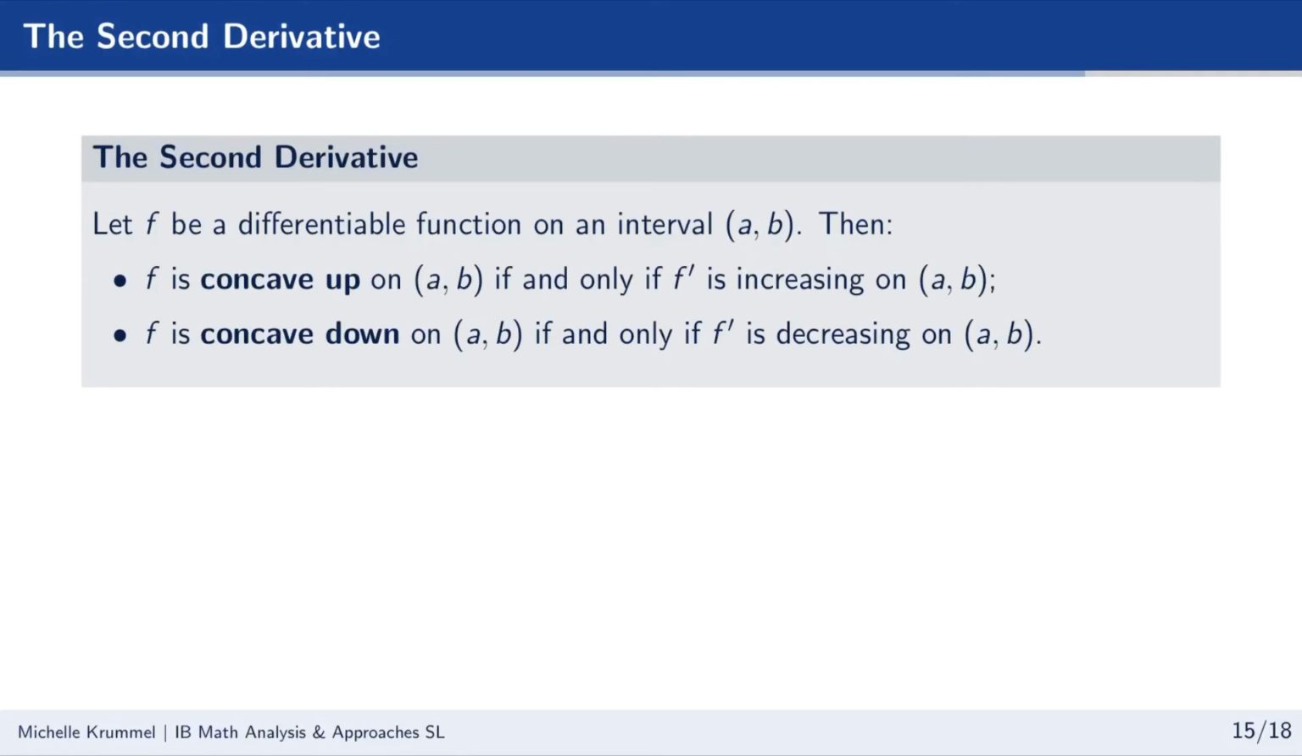All right, the second derivative. Let f be a differentiable function on the interval from a to b. f is concave up on this interval from a to b if and only if f prime is increasing on this interval. Remember, again, we said if we have a function that's increasing, we know that its derivative is positive. So I'm going to just tack this on at the end here. And f double prime is positive. So f is concave up if and only if f prime is increasing, which is equivalent to saying f double prime is positive.